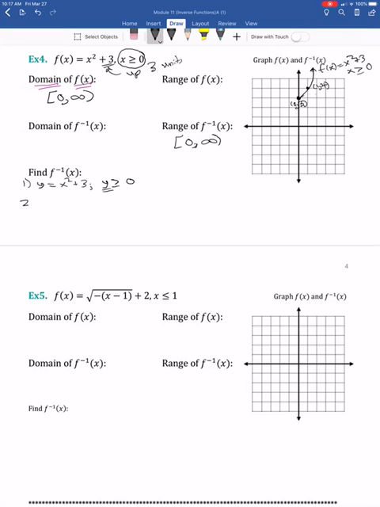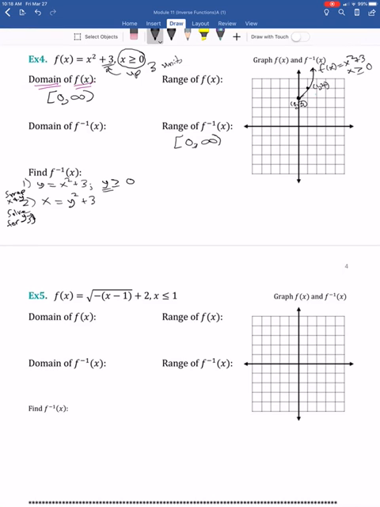Now, step 2, let's swap out. Let's interchange x and y. So where we see y, we're going to put x, and wherever we see x, we're going to put y. So x is equal to y squared plus 3, in the inverse relation. So again, we're interchanging x and y. With that said, let's solve it. So now we're ready to find our inverse function. So what's our third step? Let's go ahead and solve for y. Now that we've interchanged x and y, we found the inverse relationship.